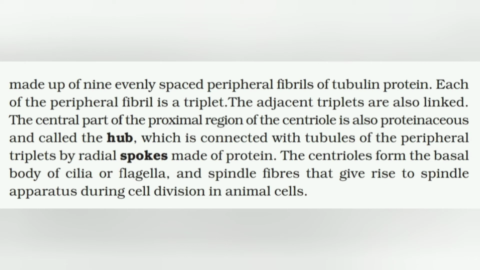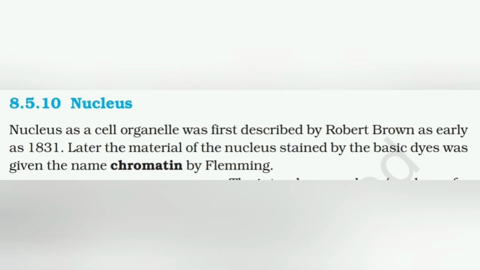The centrioles form the basal body of the cilia or flagella, and spindle fibers that give rise to the spindle apparatus, which helps during cell division in animal cells. So centriole has main functions: first, forming the basal body of cilia and flagella; second, forming spindle fibers which help in cell division.